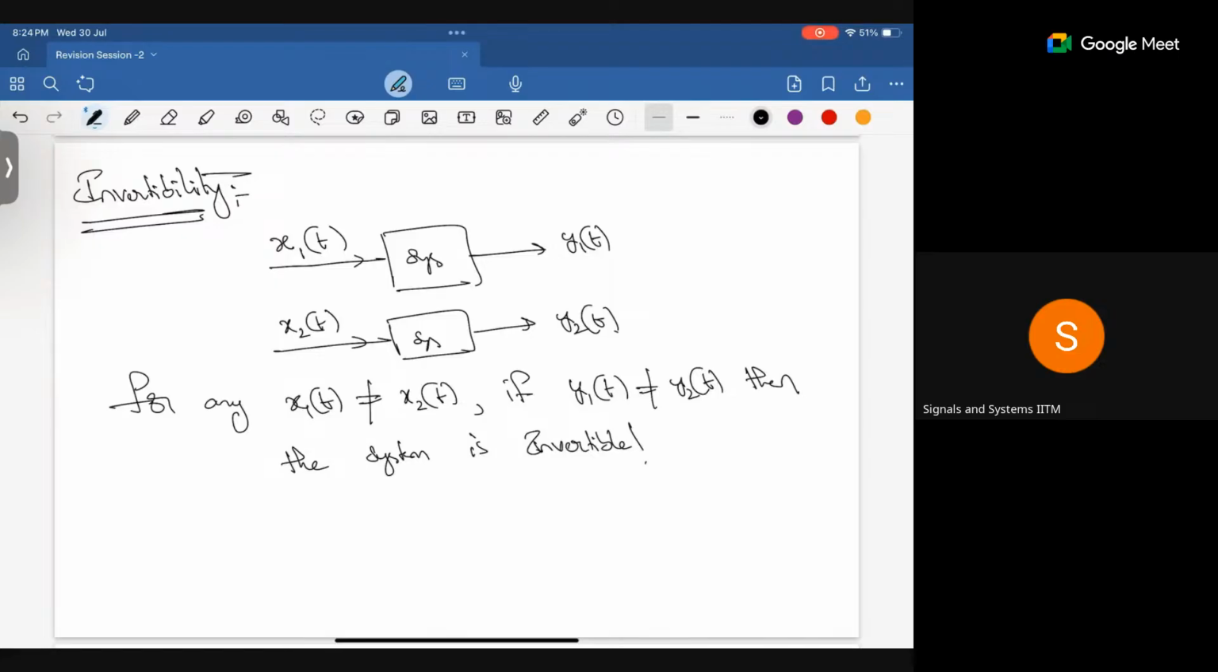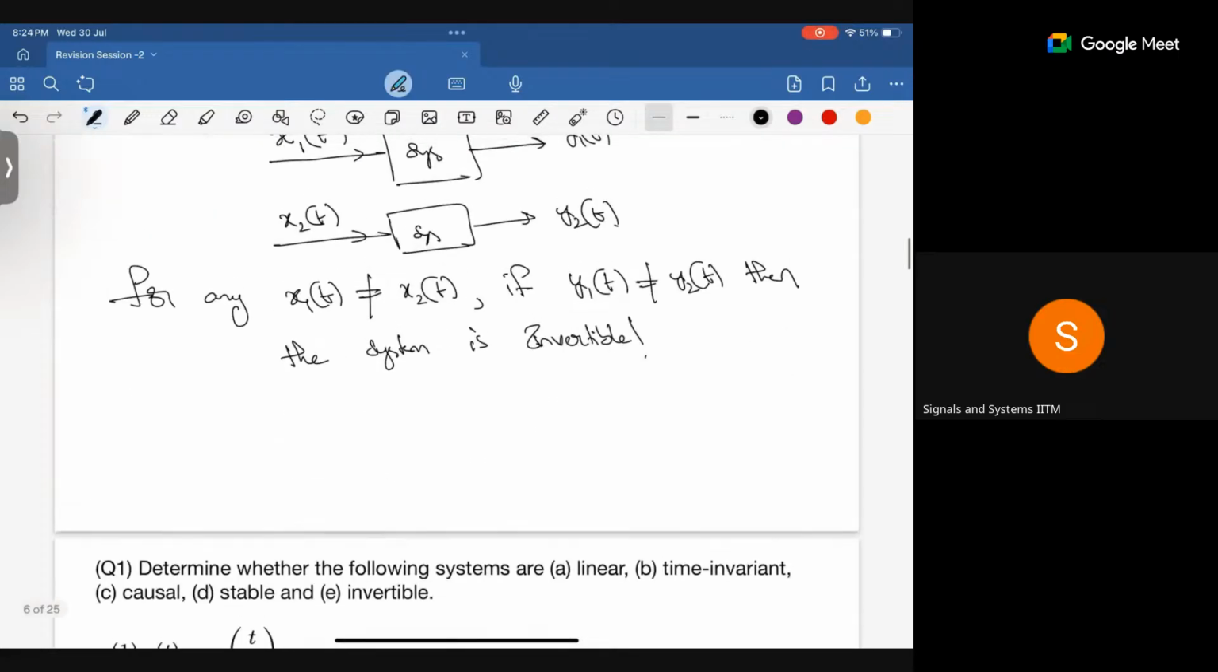So how do we break this condition? We just have to find two inputs which map to the same output. So if we can find such inputs, a many-to-one condition, then that system will not be invertible. Right. So that is how we break the condition of invertibility. Okay.